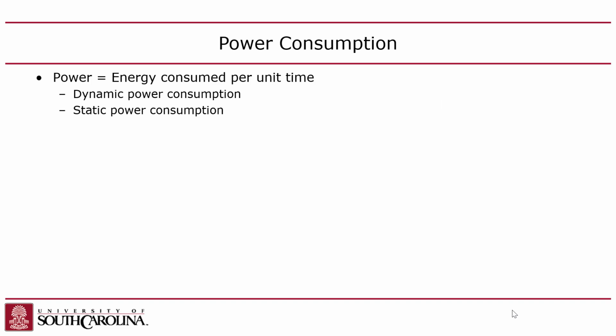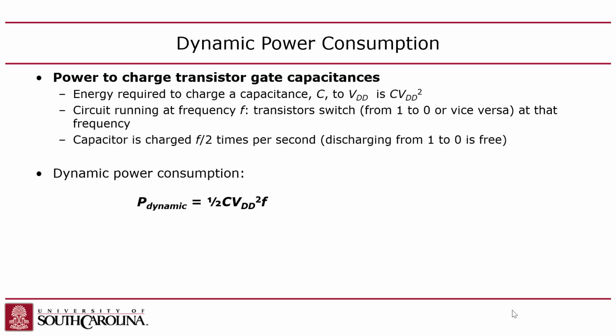Then we talked about power consumption. Dynamic power consumption is when you switch a gate from pulling down to pulling up, or from pulling up to pulling down, right? And so you've got a kind of temporary short. You can estimate the dynamic power consumption as 1/2 capacitance times VDD squared times the switching frequency.